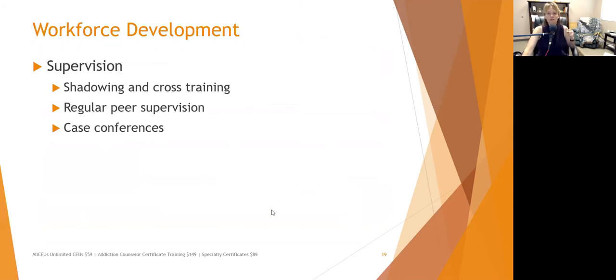In terms of workforce development, it's important to ensure that people have adequate supervision that includes shadowing and cross-training, so they know how to do different things. Regular peer supervision, and it can be a monthly brown bag, it can be a weekly staff meeting, whatever it is, where peers can review each other's case notes, charts, and talk over certain cases. And case conferences are always important.